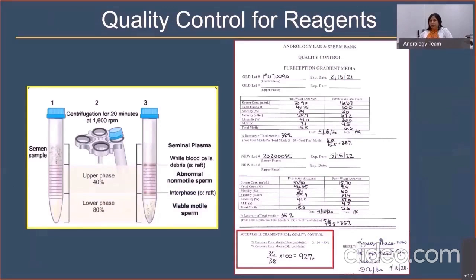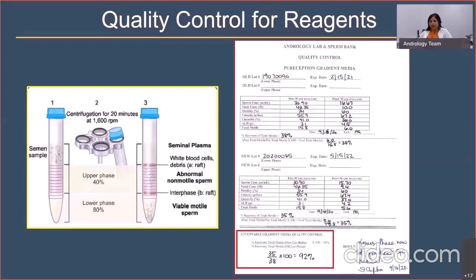Another element which needs to be examined is the quality control of reagents in an andrology lab. Here on the right side, I have shown quality control for gradient media. We had an old lot of the lower phase, which we compared with the new lot of the lower phase. We always compare the old lot versus the new, and then we split the sample and run the gradient media preparation, and then we examine the % recovery of the total motile sperm. We calculated, and the % total motile recovery ratio is then examined.